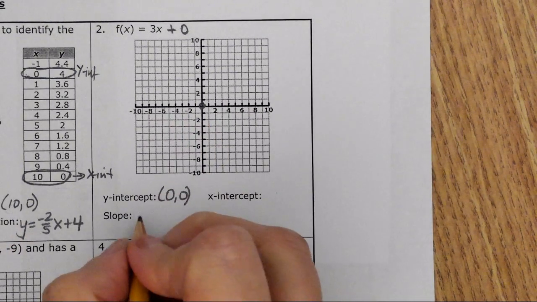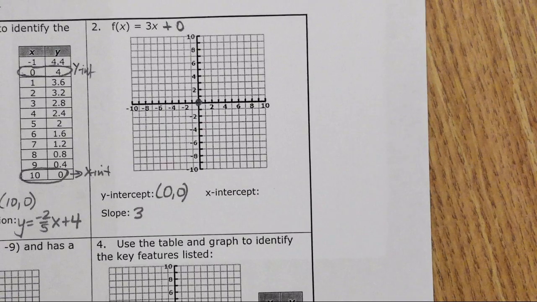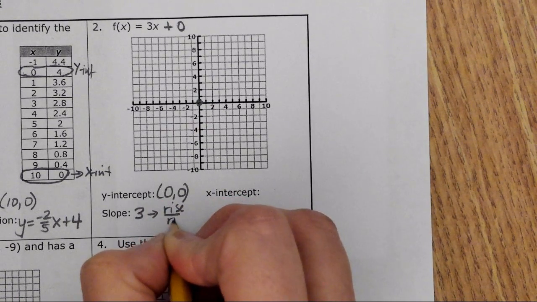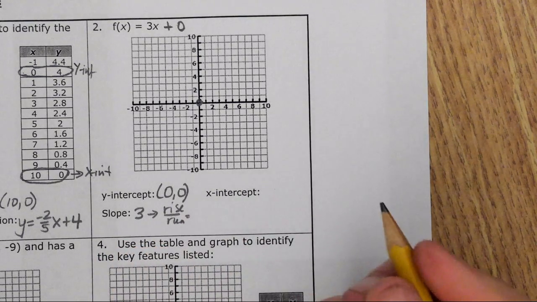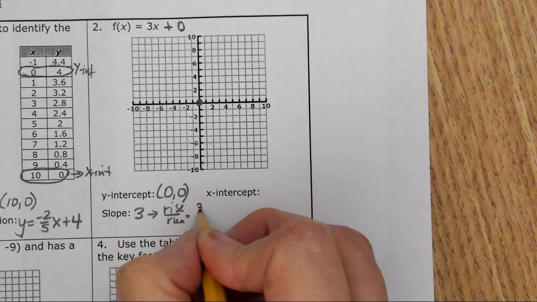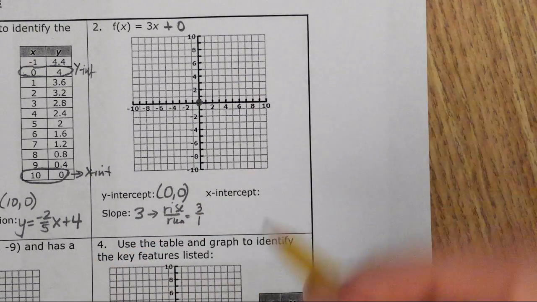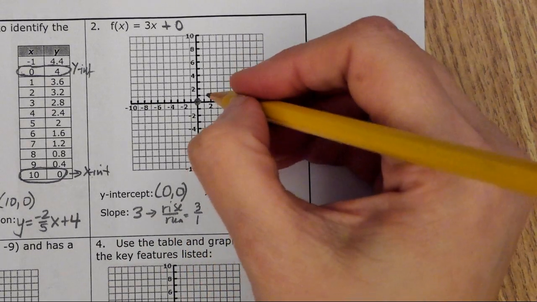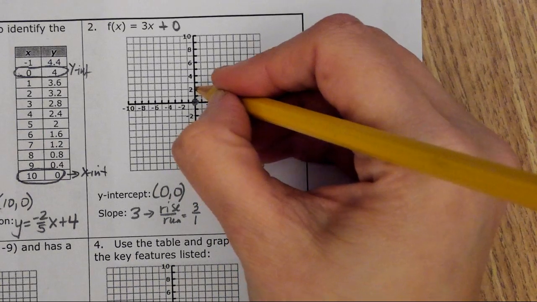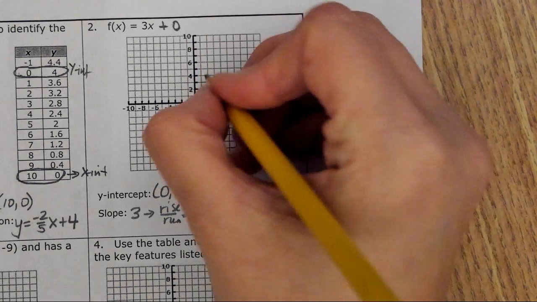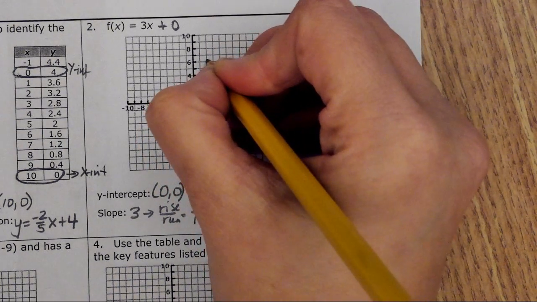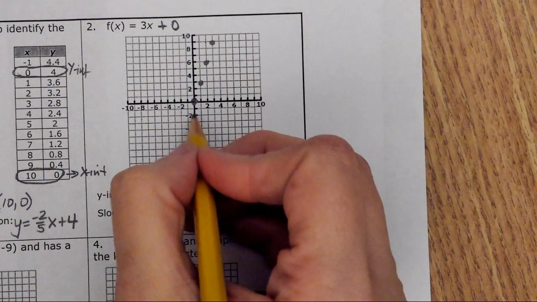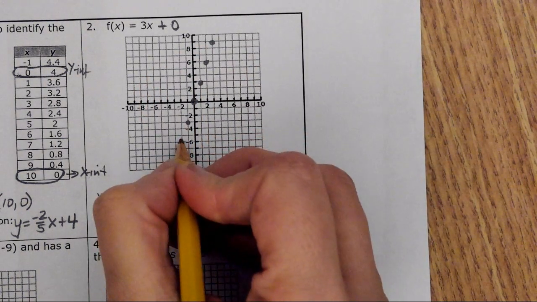And when I look at the slope, my slope is 3, but that's not written in rise over run format, so I'm going to turn it into rise over run format by writing it as a fraction. In order to turn a whole number into a fraction, I write it over 1. So now, in order to draw the line of this equation, I'm going to rise 1, 2, 3, run 1, put a new dot. Rise 3, run 1, rise 3, run 1. And then if I wanted to, I could continue that pattern back in the other direction.